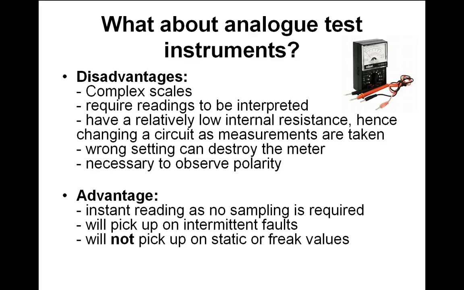So if you're looking for intermittent faults, analog meters are far better. Because it's instant and it's a direct connection with the circuit, there's no fancy interface in between. When you look at how a meter is built up, it's a very, very simple connection between the circuit and the needle. Because of that, you can see intermittent faults very quickly. You can pick up on that a lot better than using a digital meter.